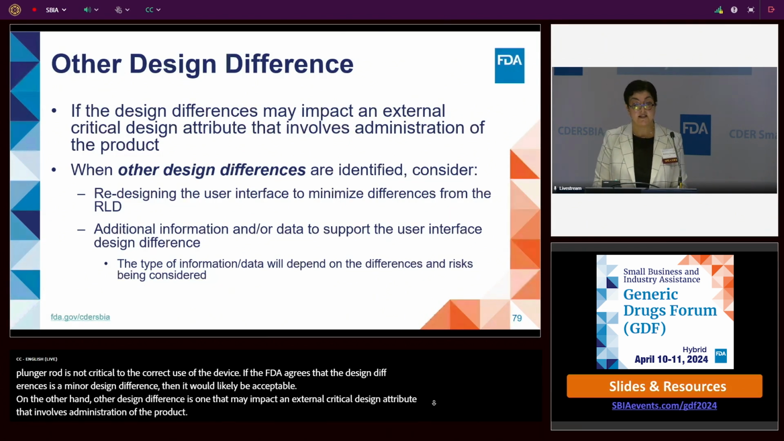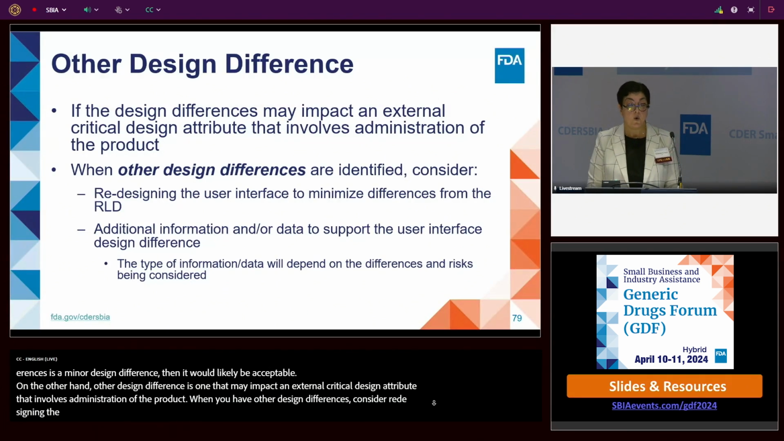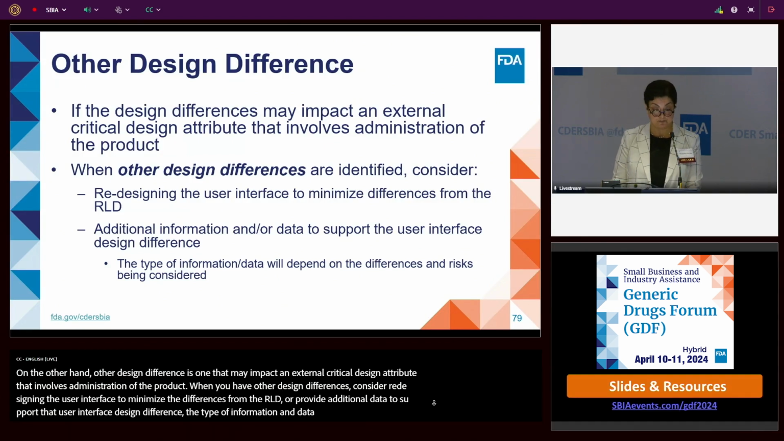When you have other design differences, consider redesigning the user interface to minimize differences from the RLD or provide additional data to support the user interface design difference. The type of information and data will depend on the differences and risks to be considered.